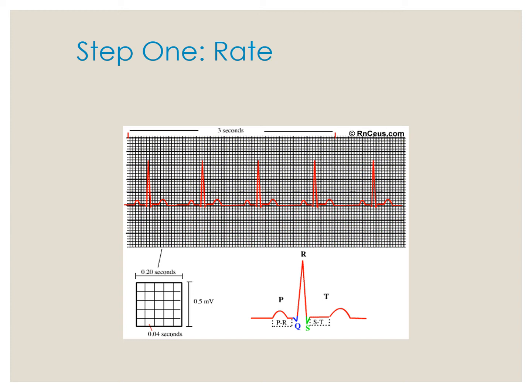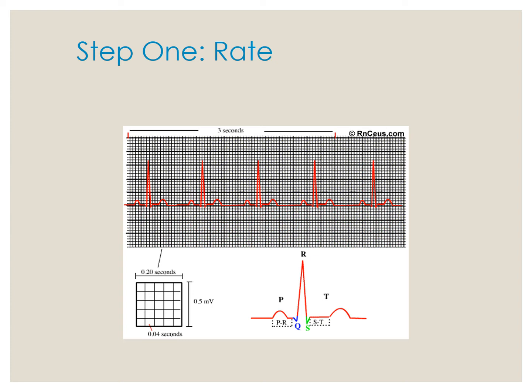The heart rate can be easily calculated from the ECG strip. This method can be used with an irregular rhythm to estimate the rate. Count the number of R waves in a 6-second strip and multiply by 10. For example, if there are 7 R waves in a 6-second strip, the heart rate is 70. 7 R waves times 10 equals 70.